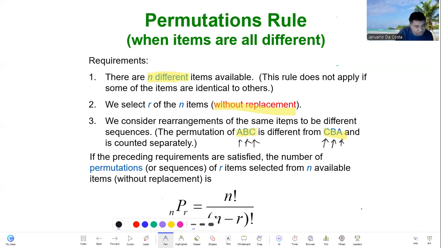So there is a difference. So that's what permutation is. Okay, so the formula for permutation is nPr. R is simply the items that you selected from n available. For example, if you have 10 available and you select 2, therefore your r is 2, your n is 10. I'll give you an example in a minute. So if the requirements are satisfied, the number of permutations of items selected from n available without replacement is this formula. All right, remember this formula. You can write it down in your book.